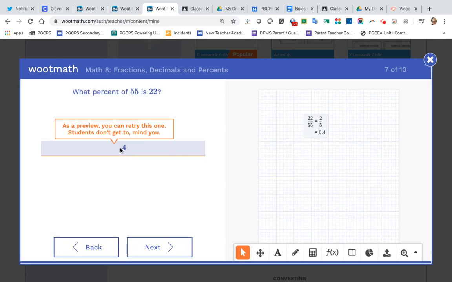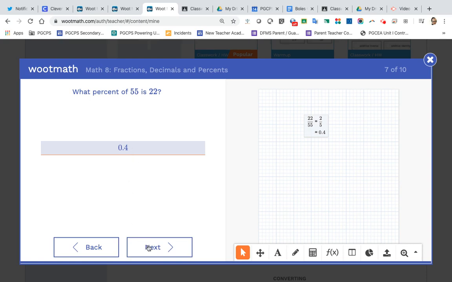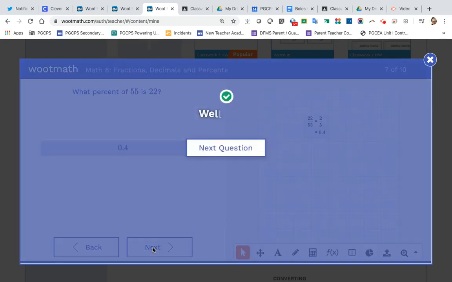And be cognizant, WootMath is tricky because you got to have the correct units. But luckily with this problem, it's nicer.